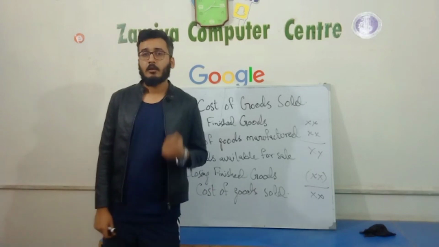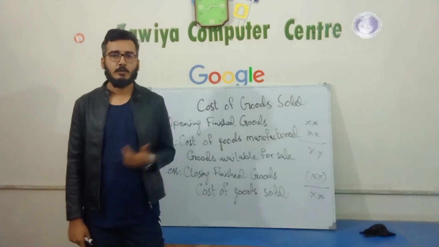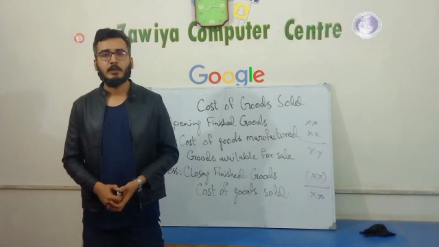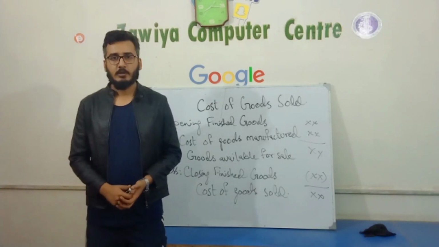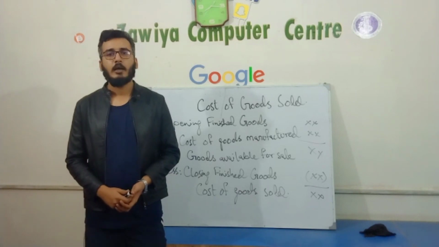So this was all the specimens of calculating the cost of goods manufactured and the cost of goods sold. In the next video, we will probably discuss some of the questions regarding the cost of goods manufactured, and you will come to know how to get the factory overhead and direct labor and direct material as well.